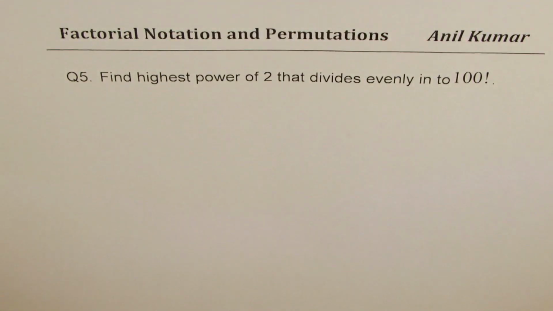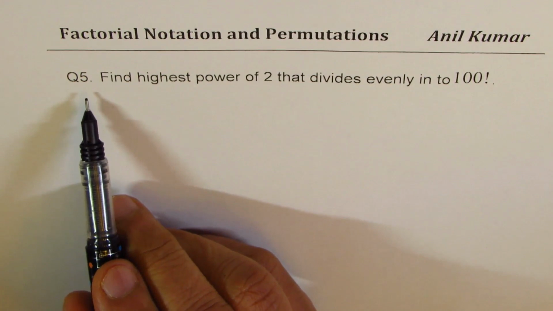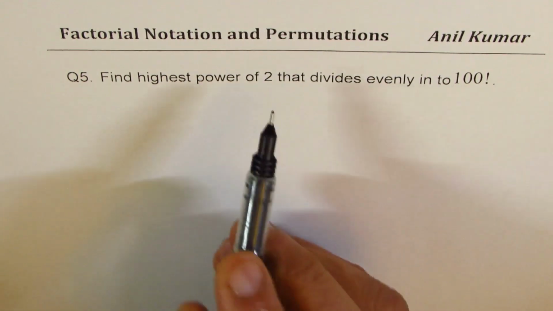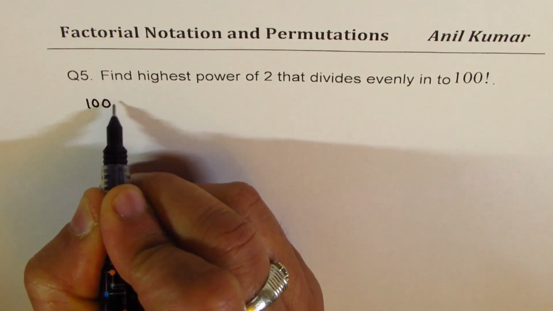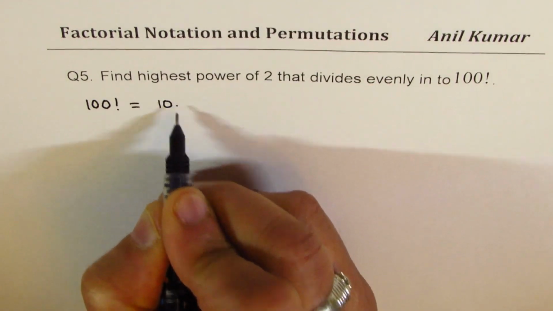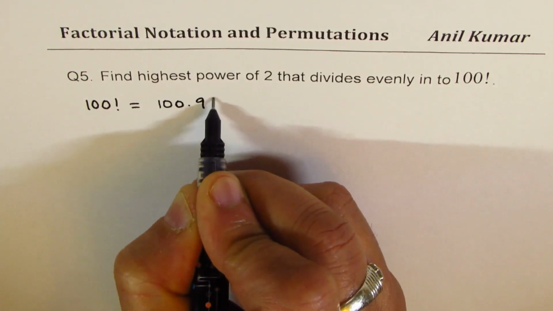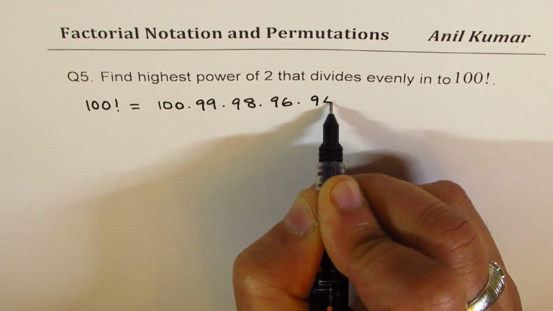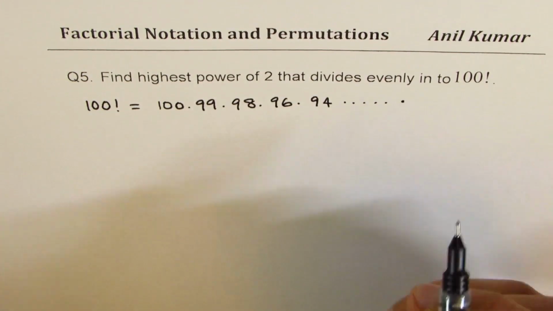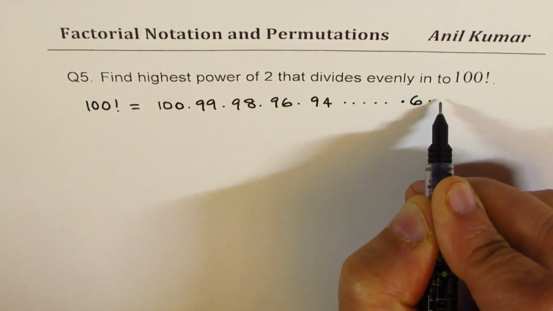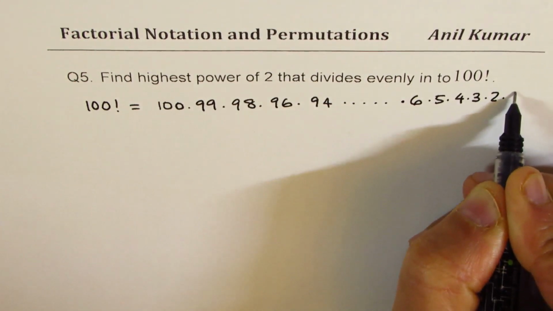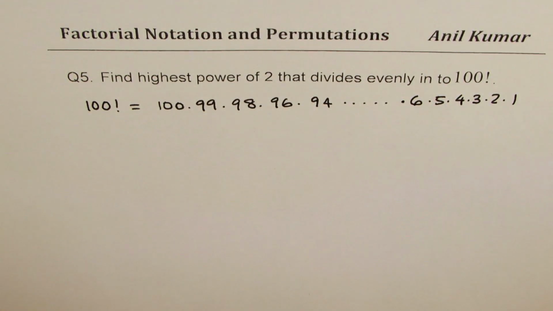Okay, let's move on, and here is the most difficult question of the whole exercise. Question number 5: find the highest power of 2 that divides evenly into 100 factorial. So we have 100 factorial now, right? 100 factorial could be written as 100 times 99 times 98 times 96 times, I'm just taking a few terms here, and so on. So that is what 100 factorial is.